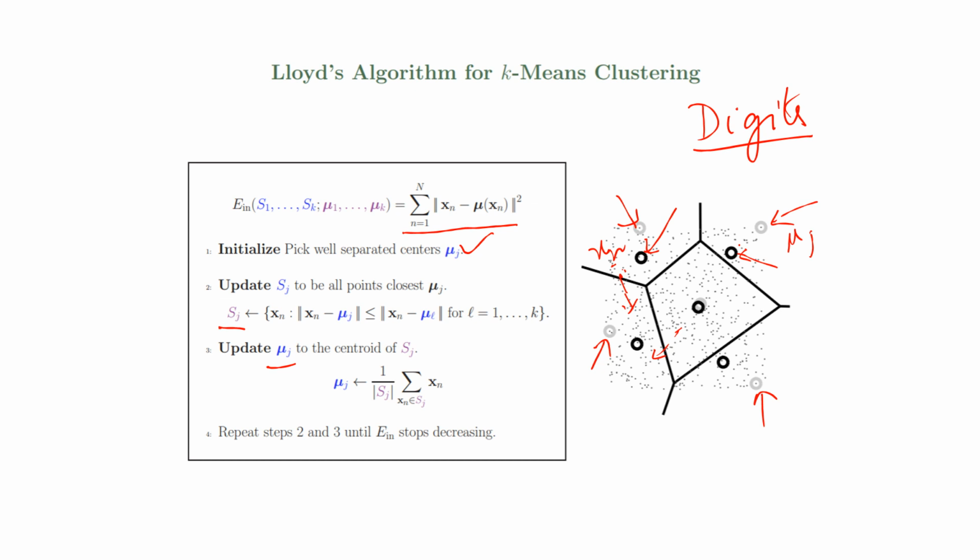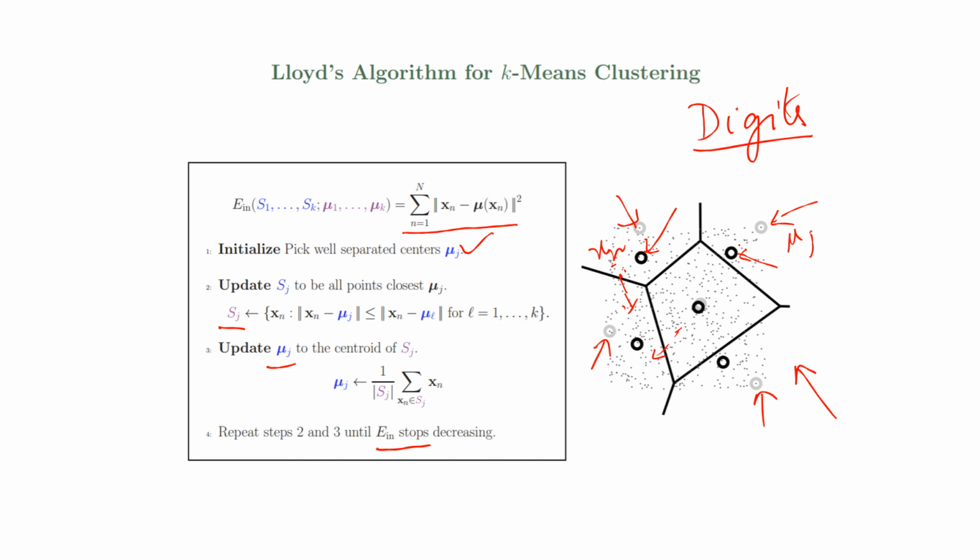Might or might not. But this is alternating because first we are picking the centers, assigning the values, and then calculating the centers, and then reassigning the values until E sub in stops decreasing or becomes really, really small. That's when we know that this has converged. And we can actually see that in action here in the digits data.